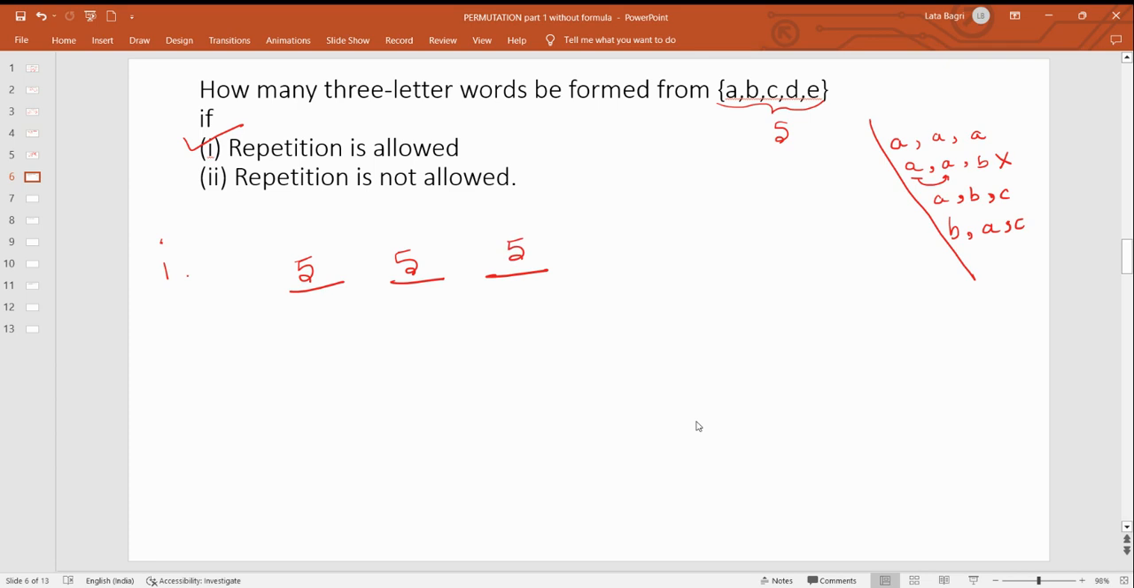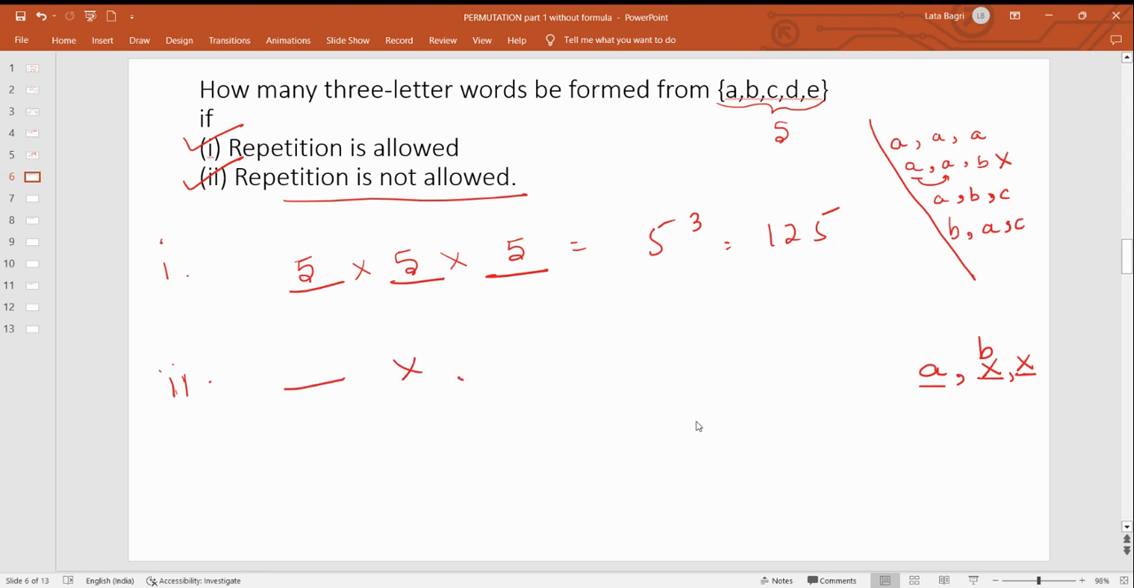See, it can be any of these five letters, A, B, C, D, E, any of the five. Okay. So now five ways of selecting first, five ways of selecting second, five ways of selecting third. Just simply multiply, get 5 to the power 3, which is 125. Okay. Second one, please don't forget to write the statements. The second one is when repetition is not allowed. It means if A I have selected, then I cannot select A here, I cannot select A here. And if I select B over here, I cannot select even B over here.